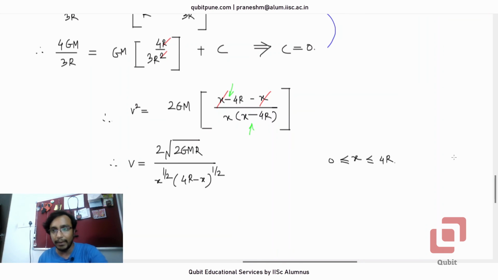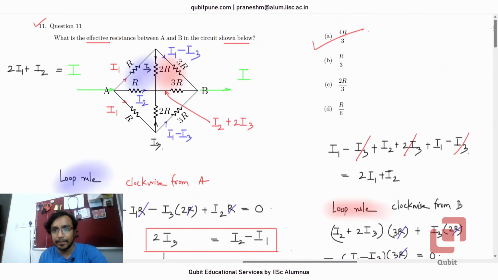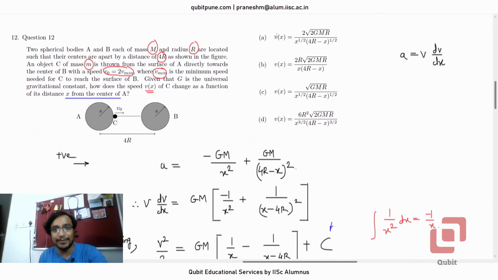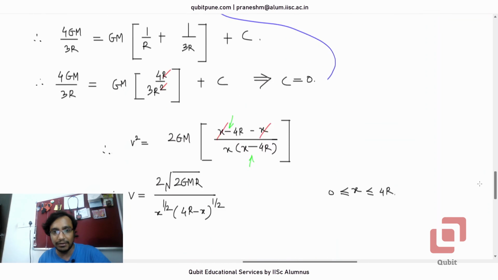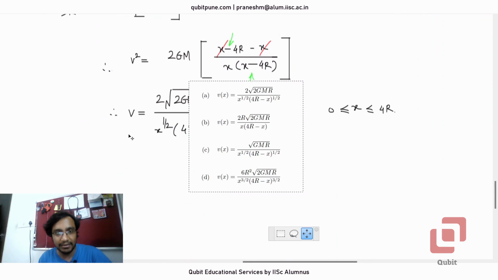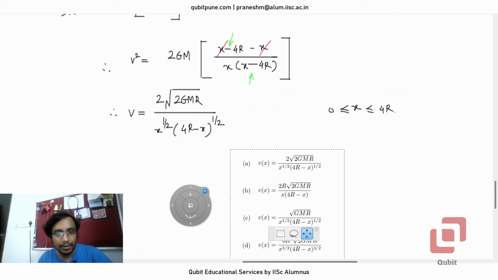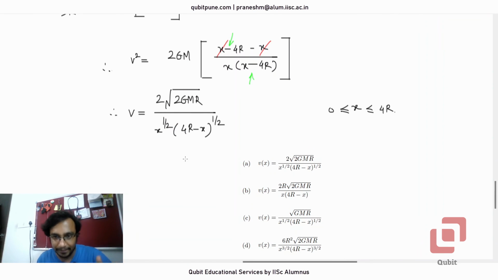Now if we go back to the options and try to find out which one of them matches our answer, it will be option A. First of all, D and B are not right because they don't have the root sign for x. C is not right because it doesn't have the appropriate constant in the numerator, which is 2 root 2. So the correct option is A.